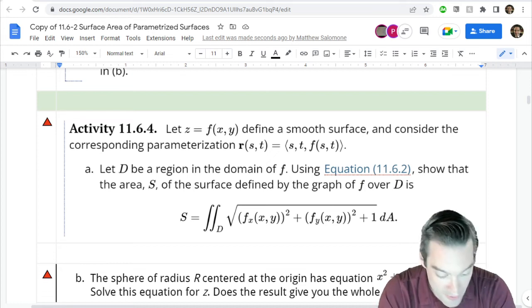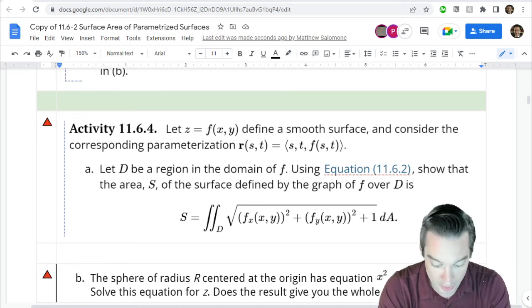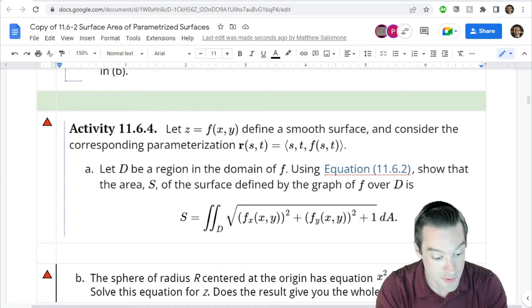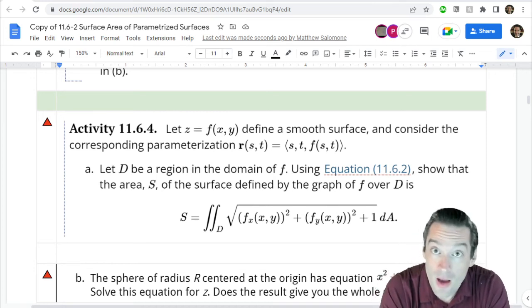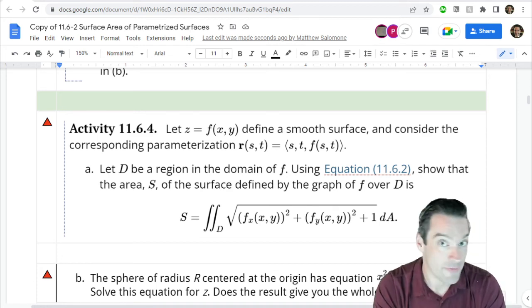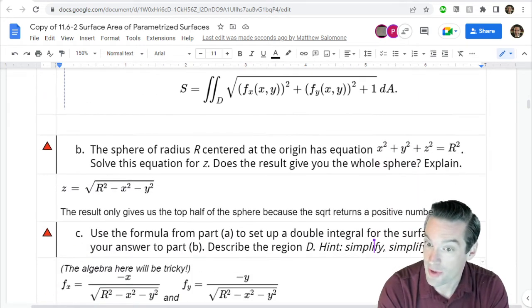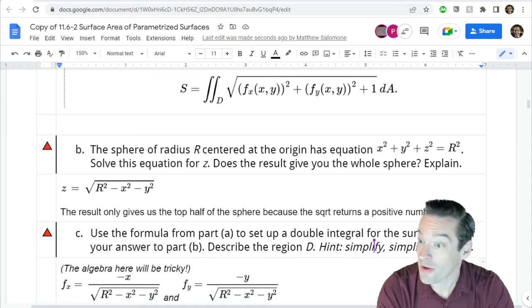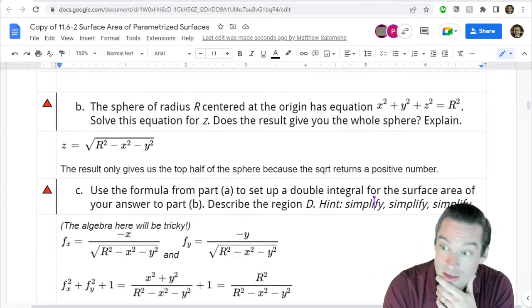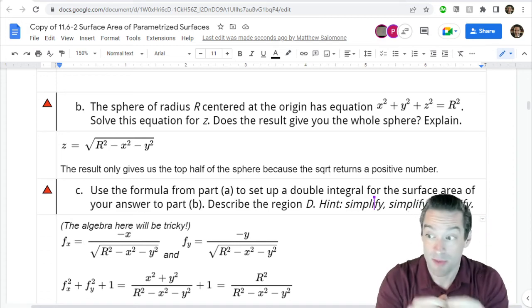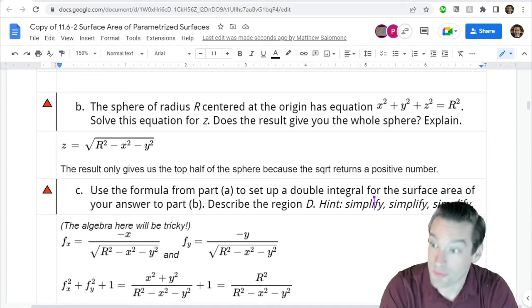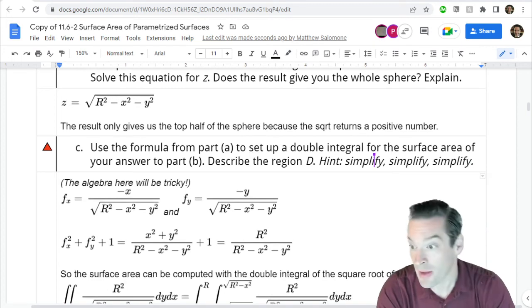So in our quest to use the surface area strategy to find the surface area of a sphere, we can describe a sphere, or at least a portion of a sphere, as the graph of a function of x and y by solving x squared plus y squared plus z squared equals r squared for z. If we take the positive square root, z equals the square root of r squared minus x squared minus y squared, then we're getting the top hemisphere, right? Because the square root is always giving us something non-negative.